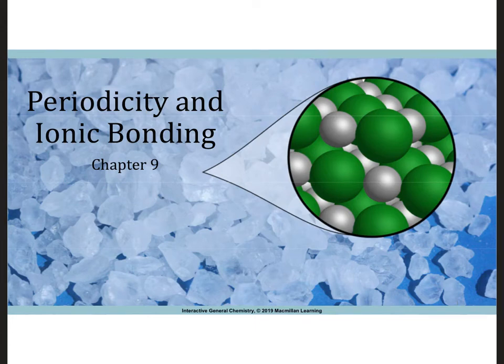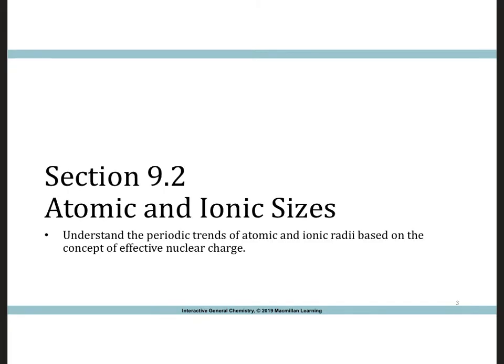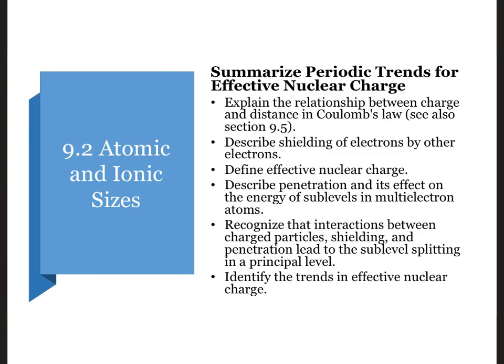In this lecture, we're going to continue working through Chapter 9. We've already covered Section 9.1 with Section 8.5. These are the remaining Chapter 9 topics. In Section 9.2, we're going to find out why the elements show periodic trends in their atomic and ionic sizes.